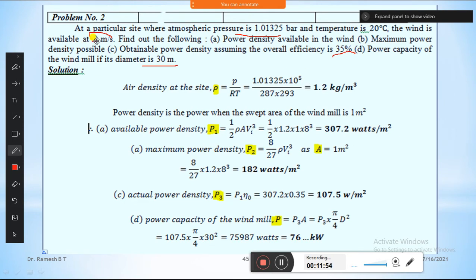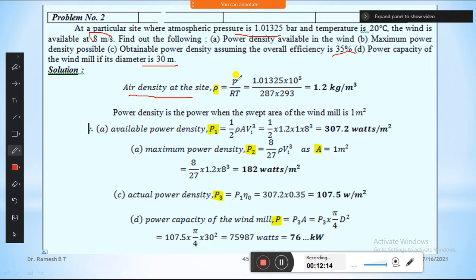Okay, and V is equal to 8 meter per second. The first thing you have to find out is air density. You have to find out the rho for the particular site. The density of the air varies with different site locations, because the latitudes and altitudes are different, so that it will produce different air density. So first you have to find rho.